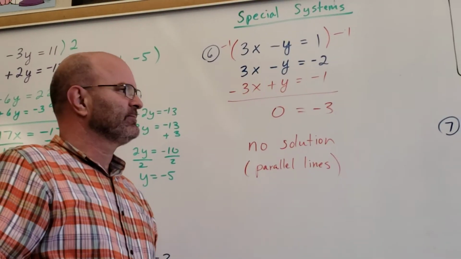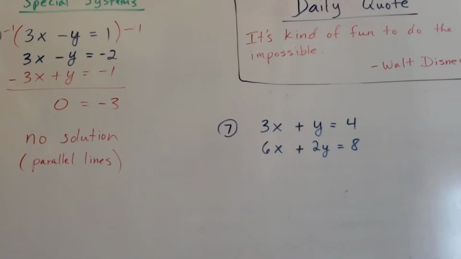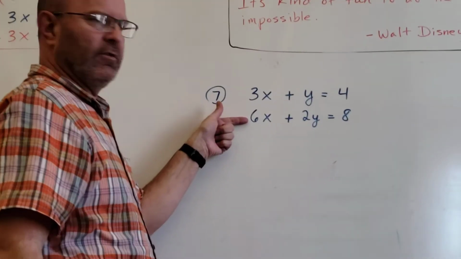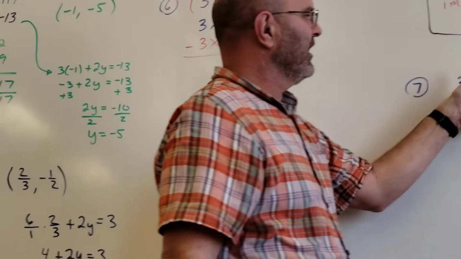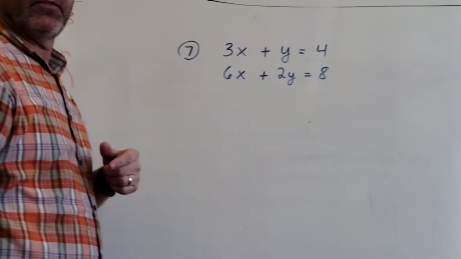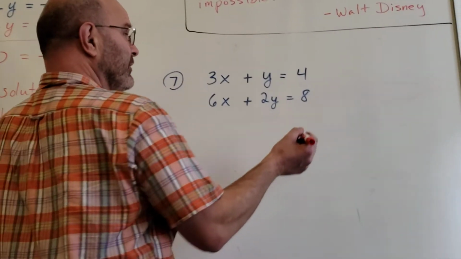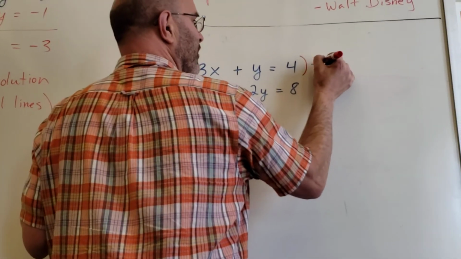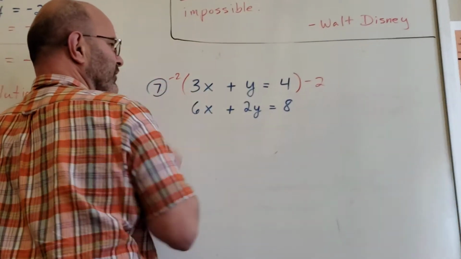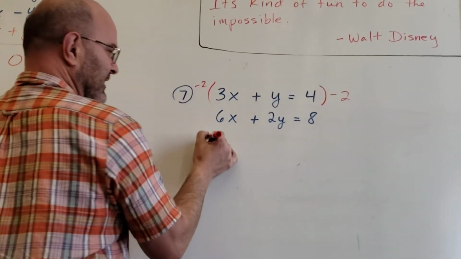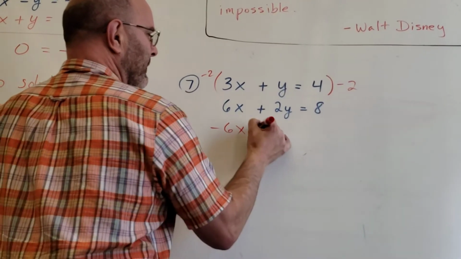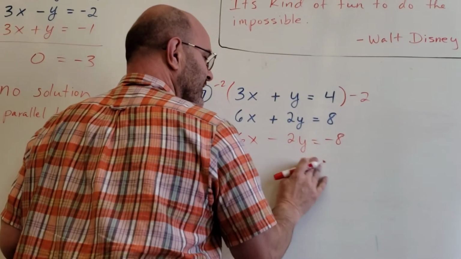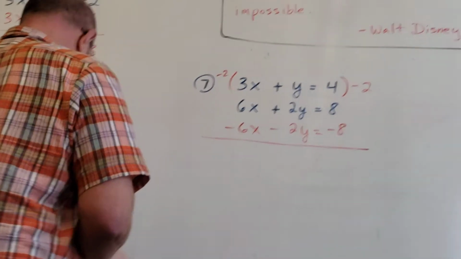Last problem. All right. Now, 3 and 6, they're not opposites of each other. 1 and 2, they're not opposites of each other. But hopefully from the earlier examples, you can see that I want to take the top equation and multiply both sides by -2. When I do, I get -6x minus 2y equals -8. And now we're ready to add the two lines together.